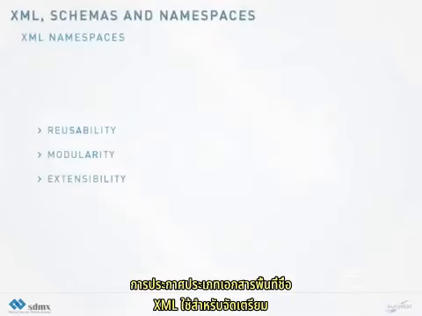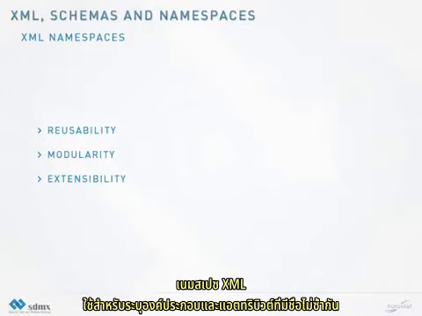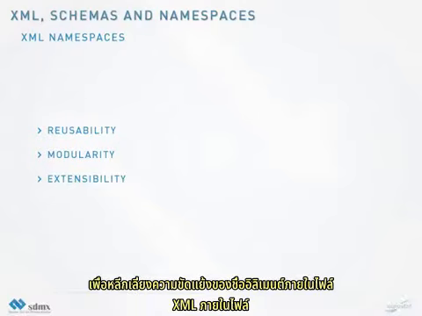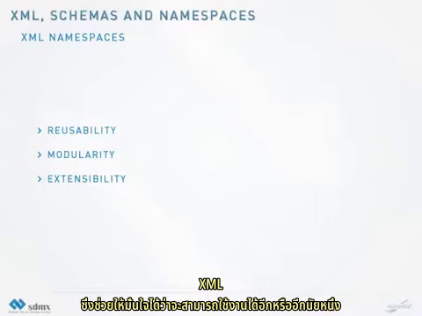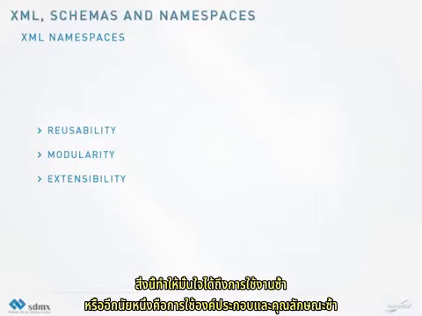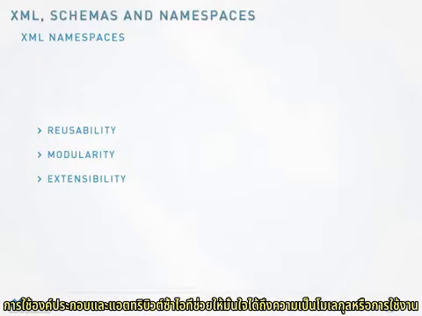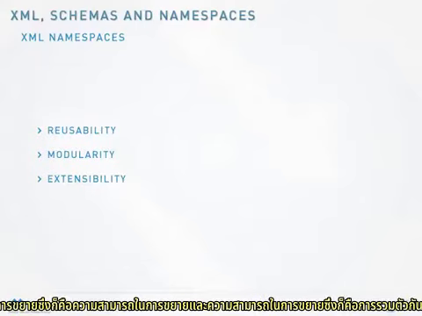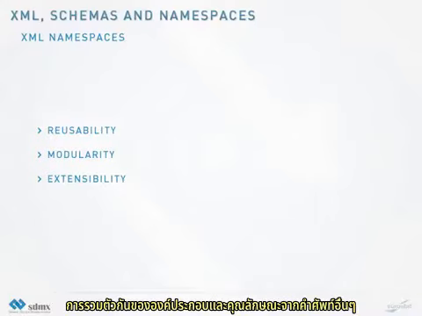XML namespaces are used for providing uniquely named elements and attributes in order to avoid element name conflicts inside the XML file. This ensures reusability, in other words, the reuse of elements and attributes. It ensures modularity, or the use of elements and attributes from other standard results. And extensibility, that is to say, the incorporation of elements and attributes from other vocabularies.